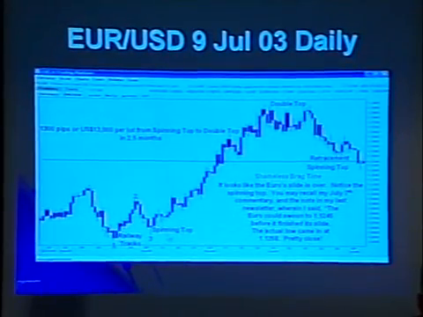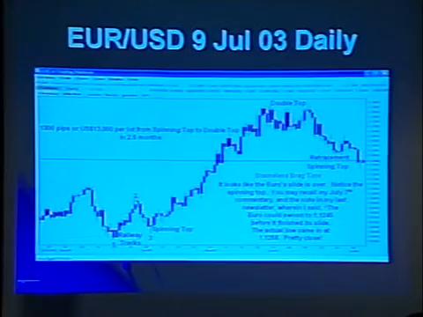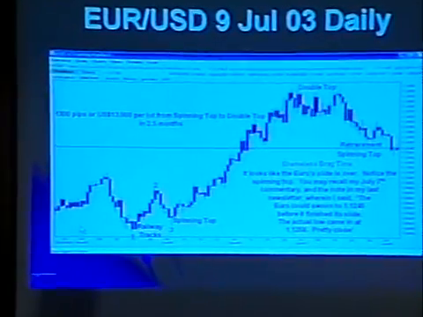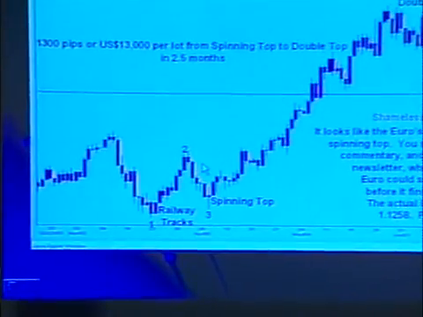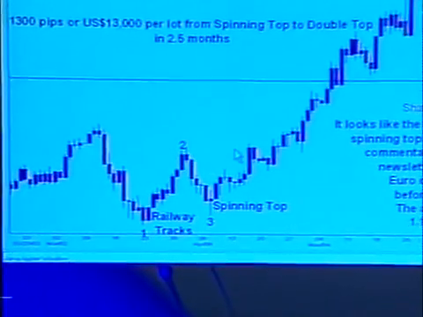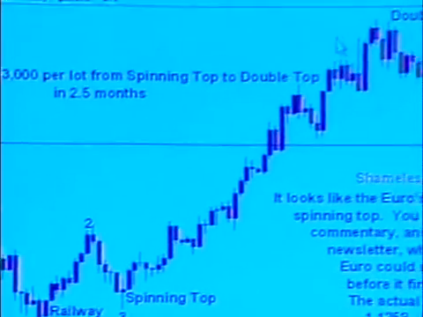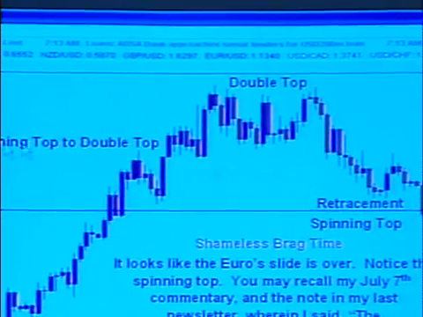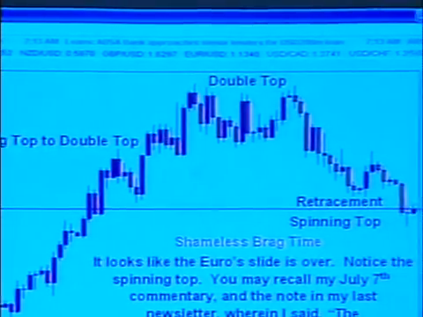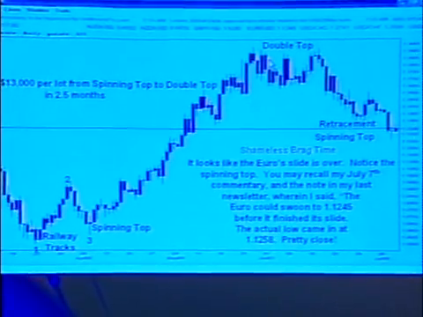Now here's an interesting trade here. A position trade on the daily chart. We had a 1, 2, 3 bottom here. The 1, 2, 3 bottom was precipitated by railway tracks. The way you trade that is you buy when price goes above the number 2 point and then hold it until we got up to the double top. That was $13,000 per lot from spinning top to double top. From here to the double top was $13,000 in 2.5 months.